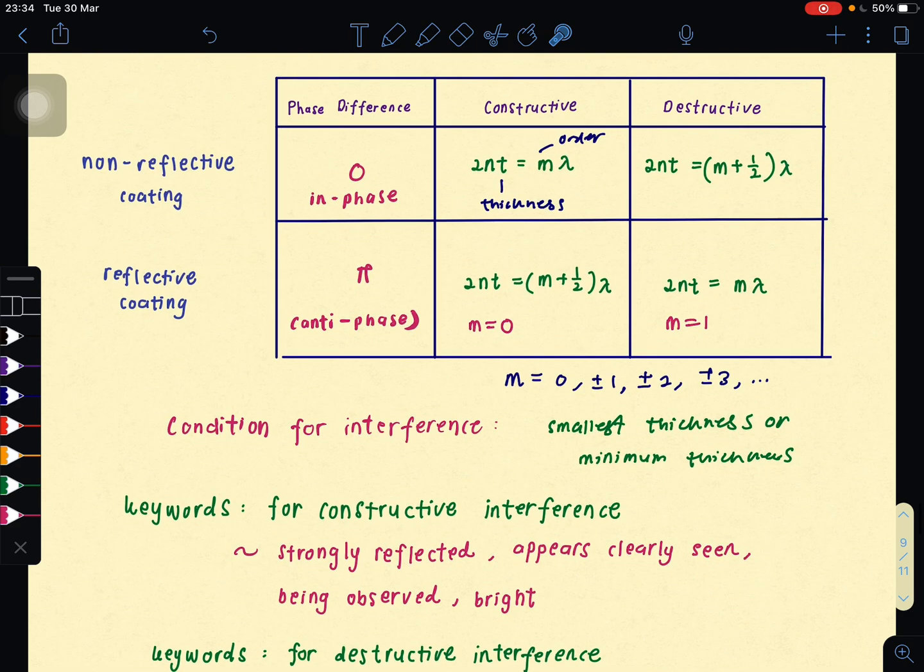Okay, so please salin this jadual dalam nota kamu. And then we are going to see the example in the next video.